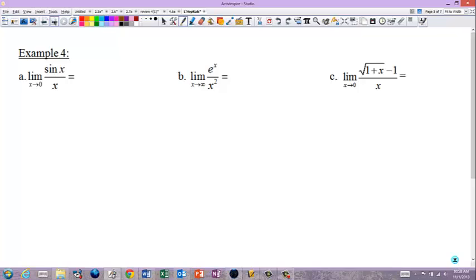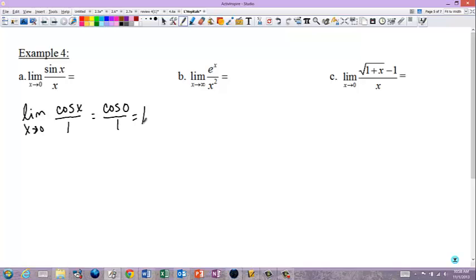Remember sine of x over x? The limit as x approaches 0 is 1. Well, if we take the derivative, it'd be the limit as x approaches 0 of cosine of x over 1, and I fill in my 0. Well, cosine of 0 is 1.